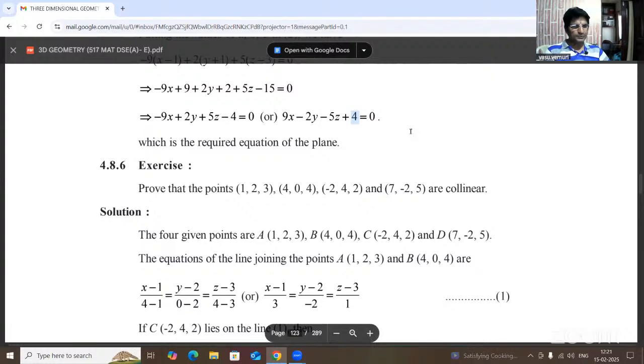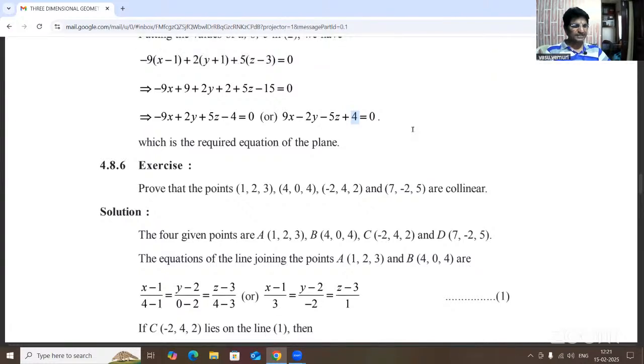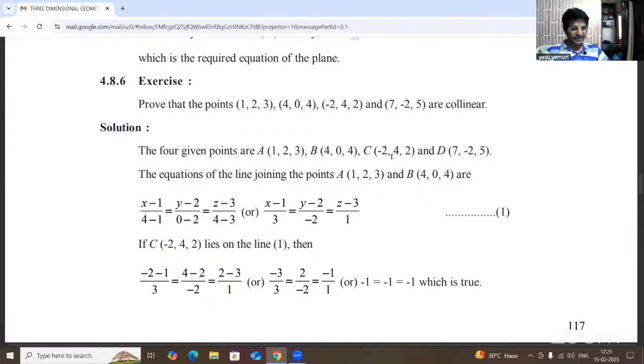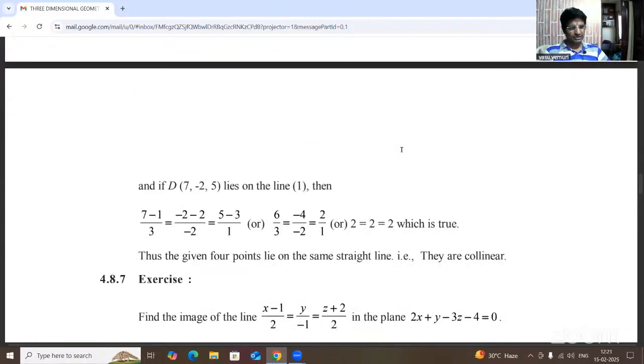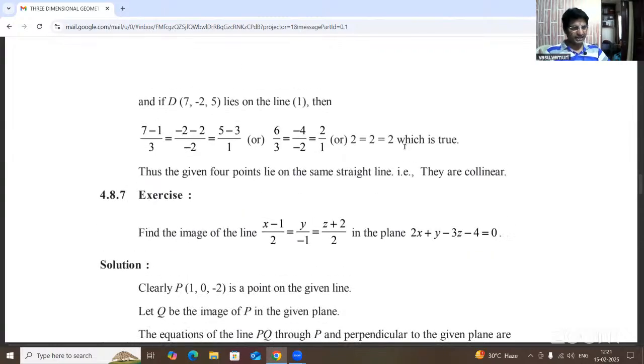Okay, now this problem is 4.8.6. Already you have discussed it in the previous class. From the first 2 points, we get the line joining formula. Now C and D, the third and fourth points, are our assumption. Substituting the C and D points in this equation, replacing x, y, z by the C point one time, and next time by the D point in the first equation, all the values are satisfying for the C and D points. So the given points are collinear. The 4 points lie on the same straight line.